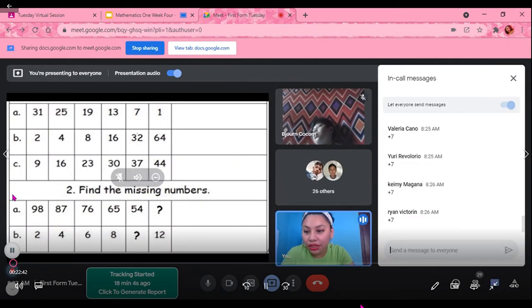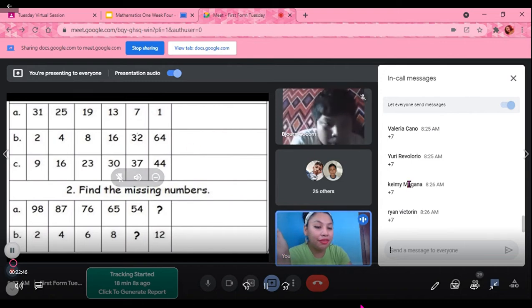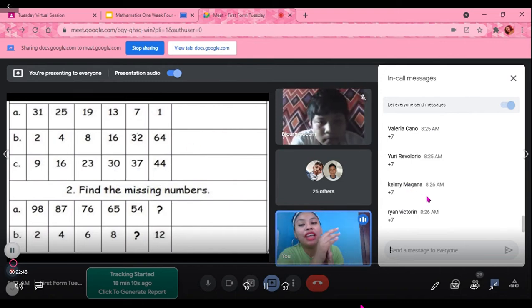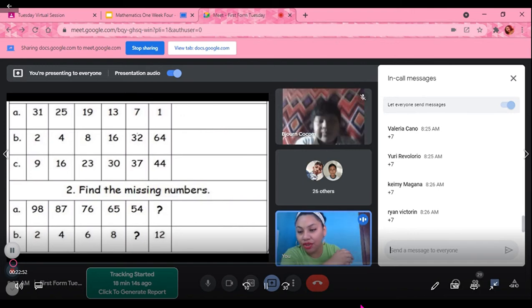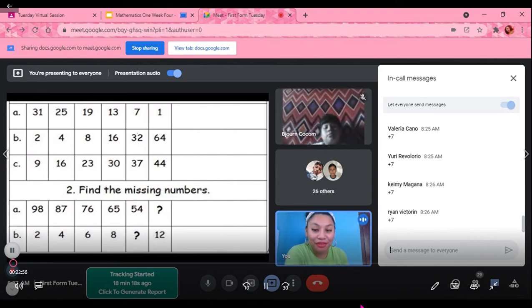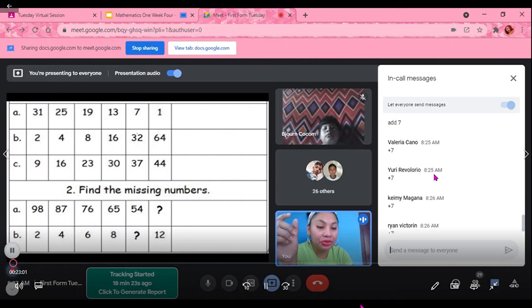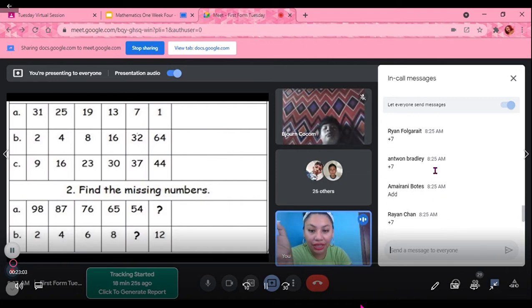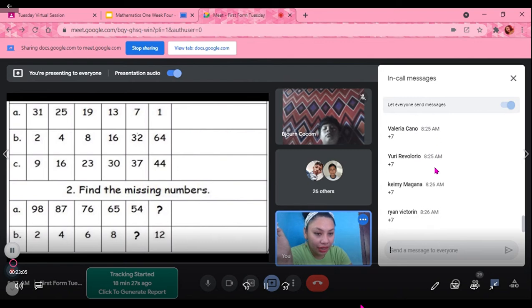Okay, guys, let's take a look at that one. 9, 16, 23, 30, 37, 44. For me to have 9 and then go to 16, I need to add 7. For me to have 16, then go to 23, you add 7. From 23 to go to 30, I add 7. So the pattern rule in this question is adding 7. Very good.